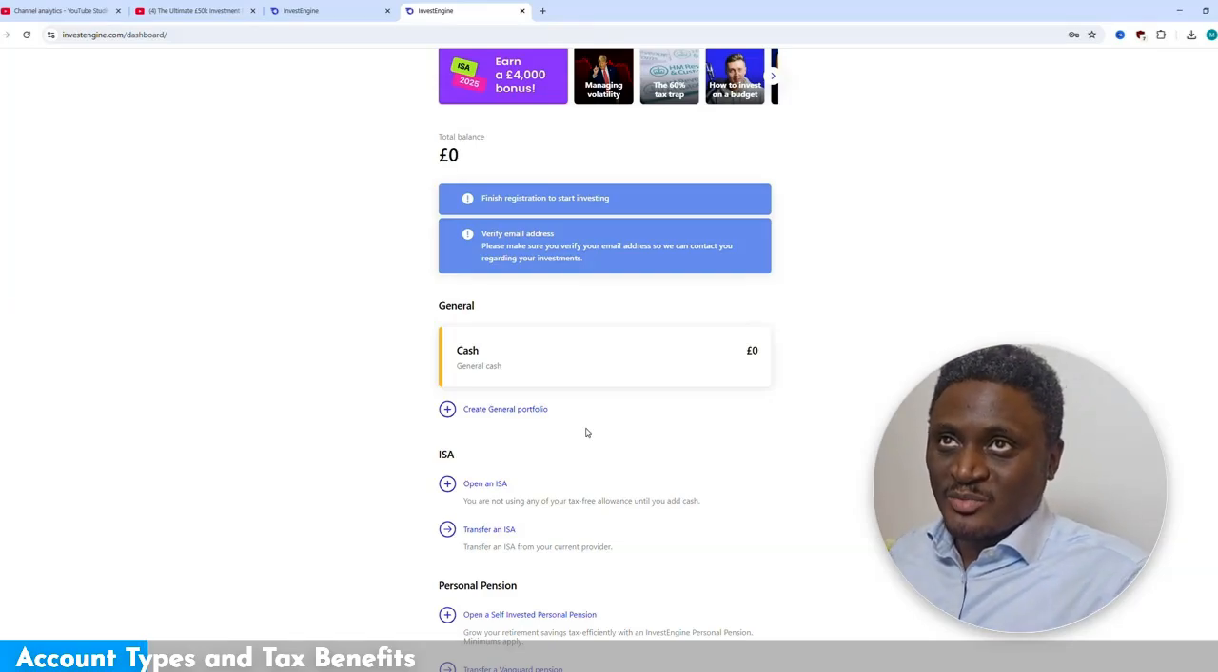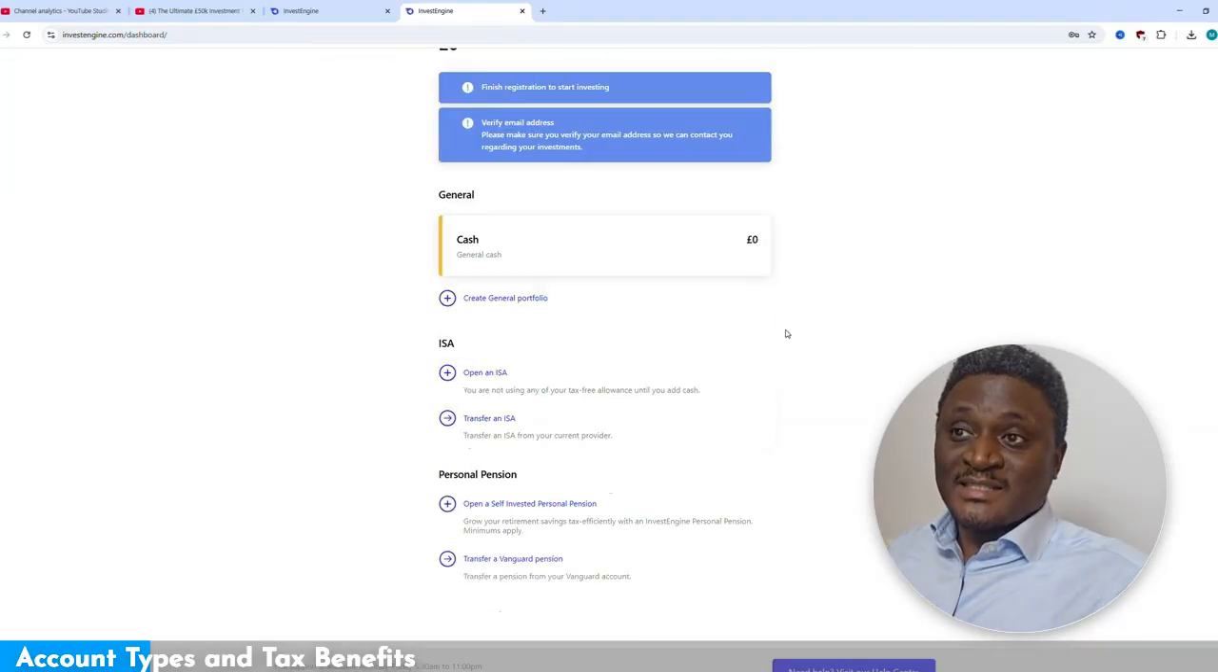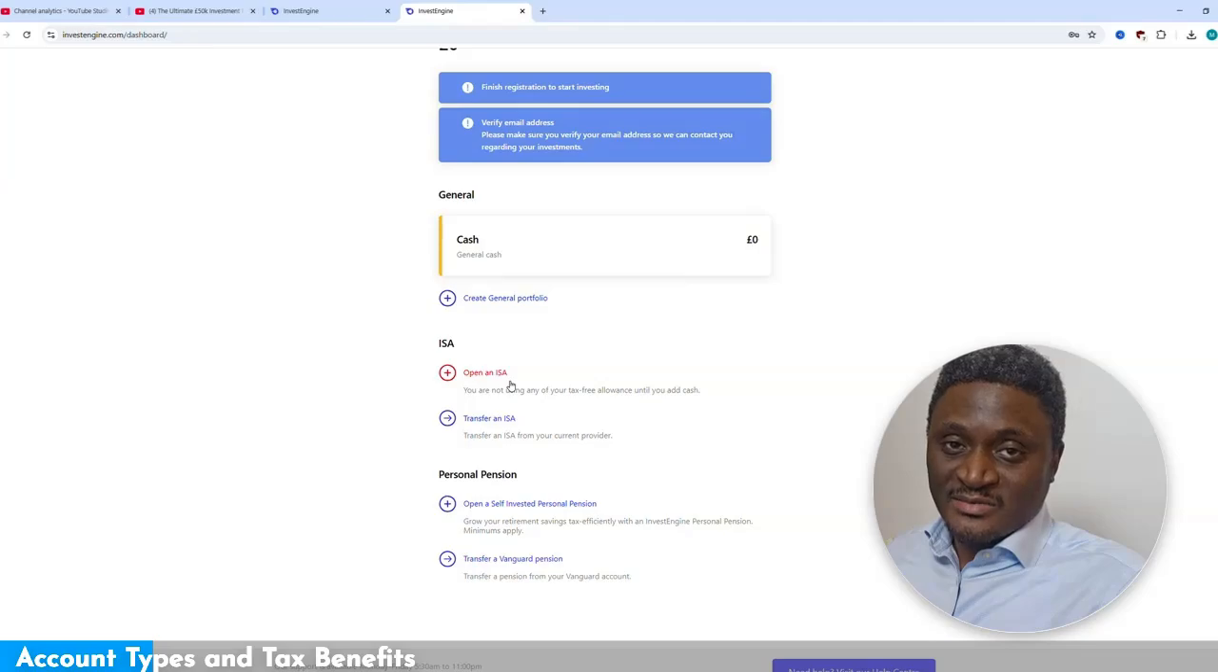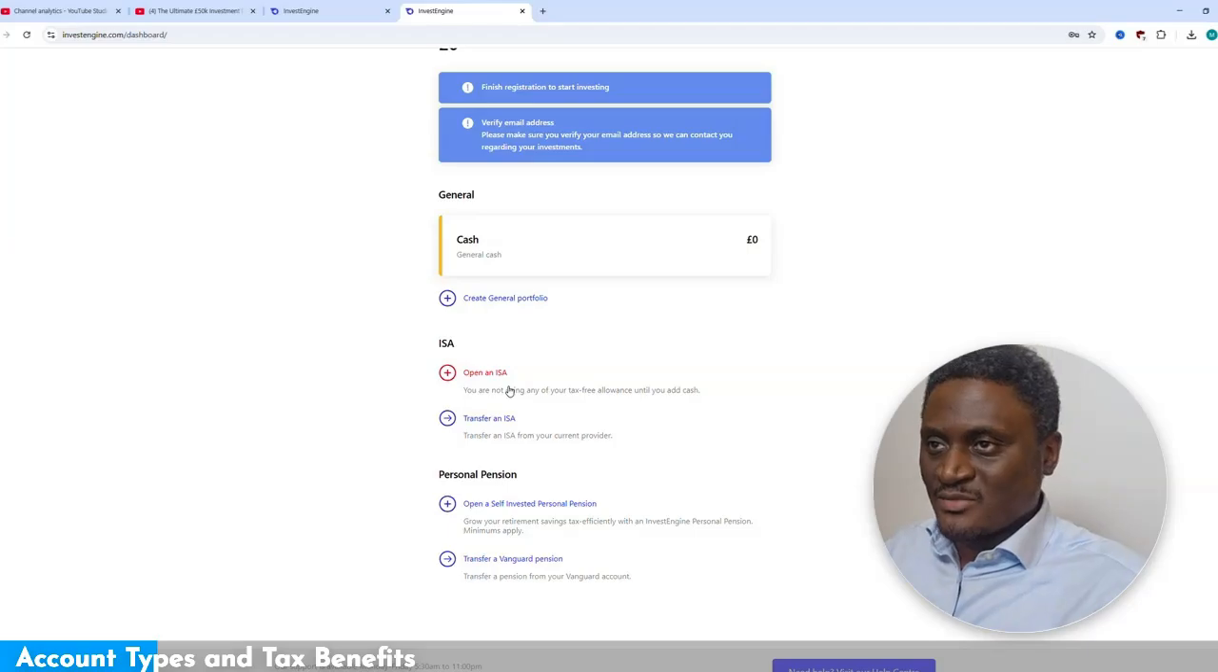You can always go to your reports, print out a report, and use it for your taxes. But if you open an ISA, you don't need to declare anything. Anything you make is completely tax-free, right? Because you already paid taxes on the money you're investing anyway, but whatever you make from this investment is tax-free. So I would actually open an ISA.